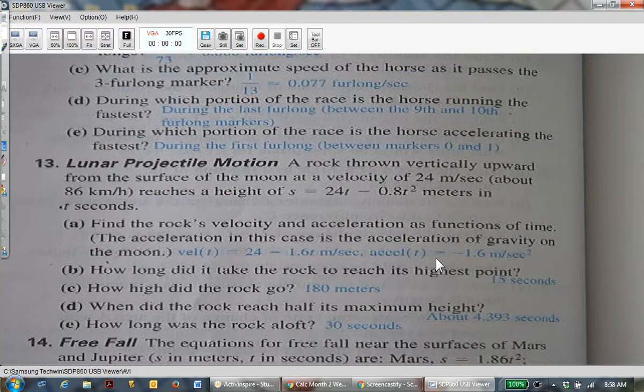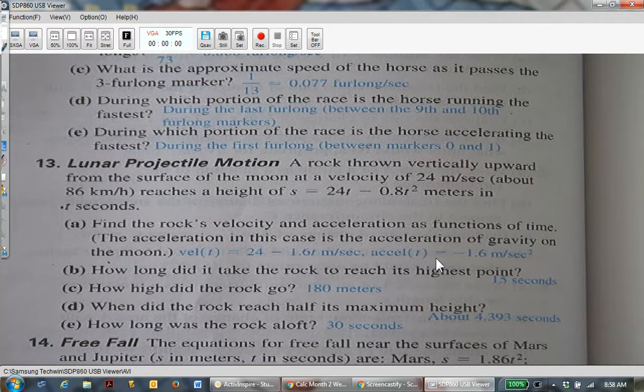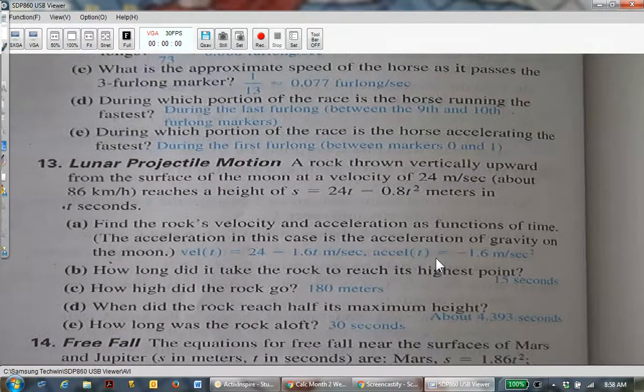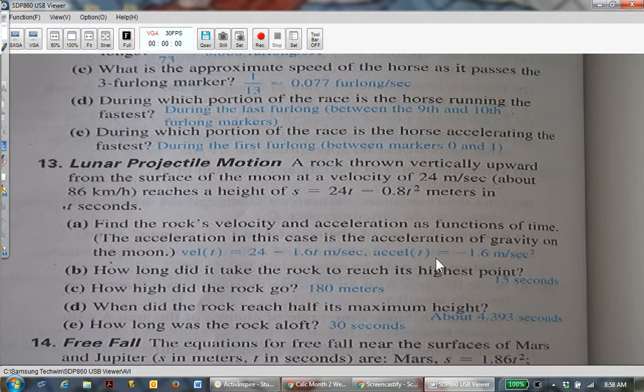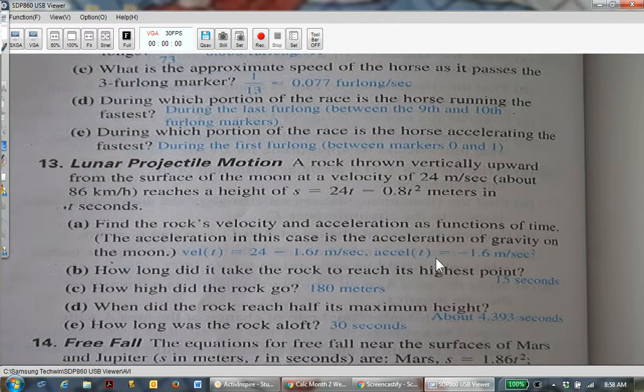Is D on the way up or on the way down? D: when did the rock reach half its maximum? I think it's both. Yeah, you're right. It's time. Because it's on its way up or it's on its way down. But we already found the maximum height, so let's move on. I think the equation accounts for it if you look at it, because look at what it is.